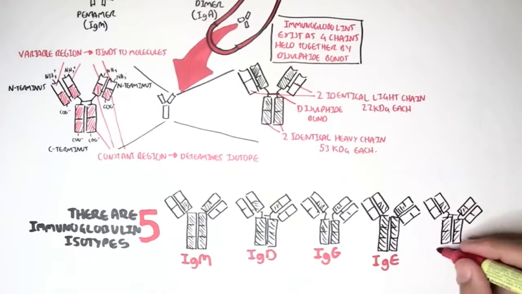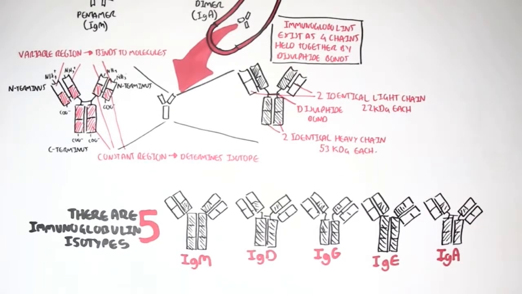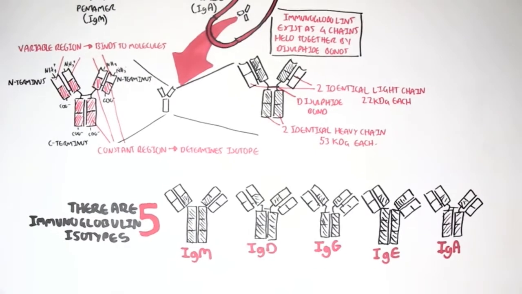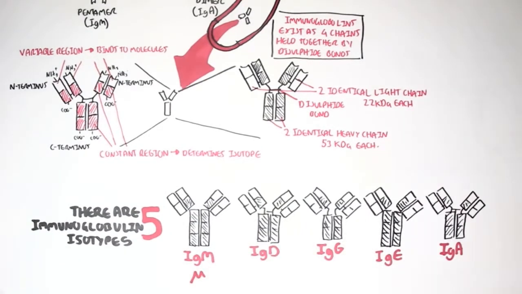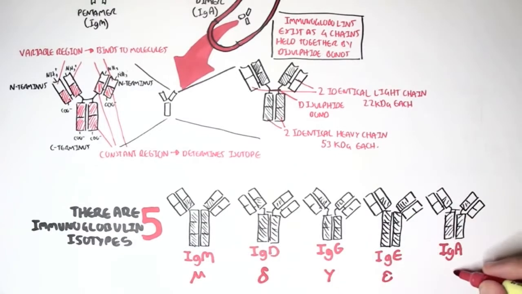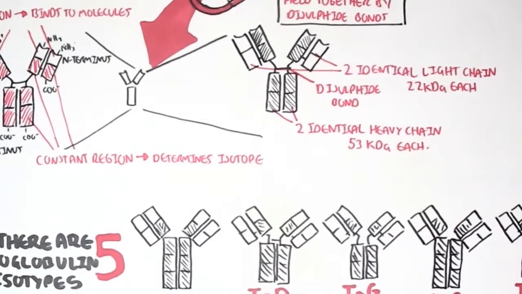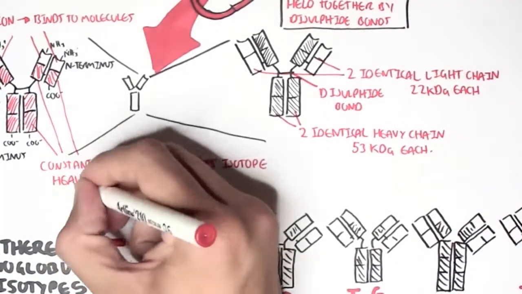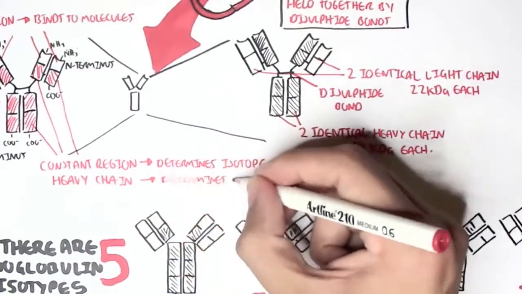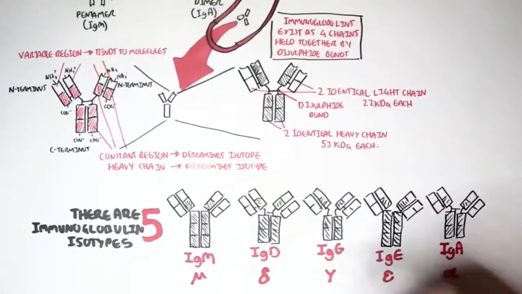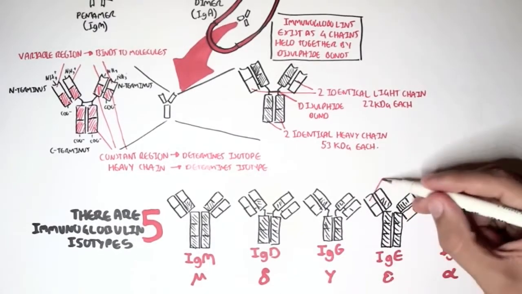And they have differences, obviously. They can also be designated a Greek symbol based on what class they are, which is mu for IgM, delta for IgD, gamma for IgG, epsilon for IgE, and alpha for IgA. And again, because I mentioned earlier the heavy chain is within the constant region, we can safely say that the heavy chain also determines what isotype or what class the immunoglobulin will be in. So that was for the heavy chain and the constant region.